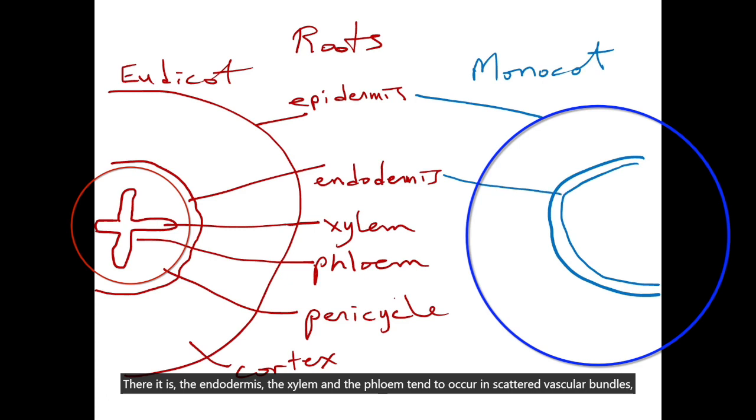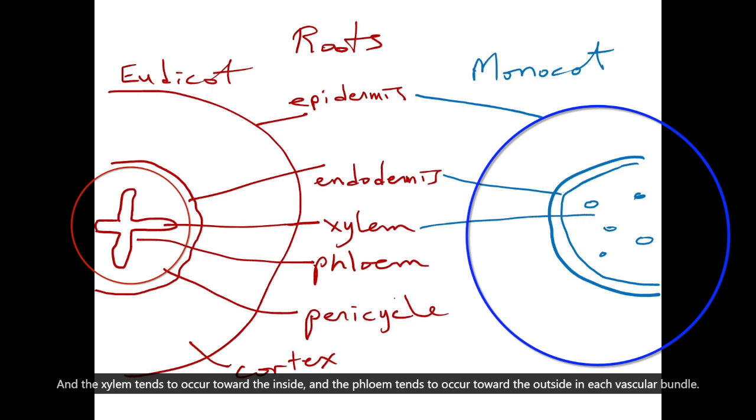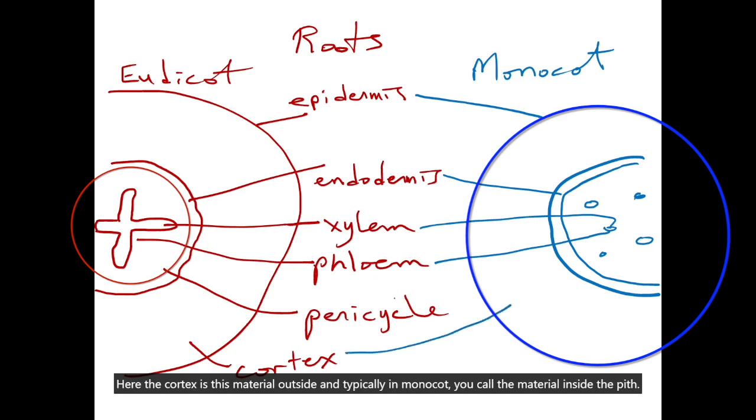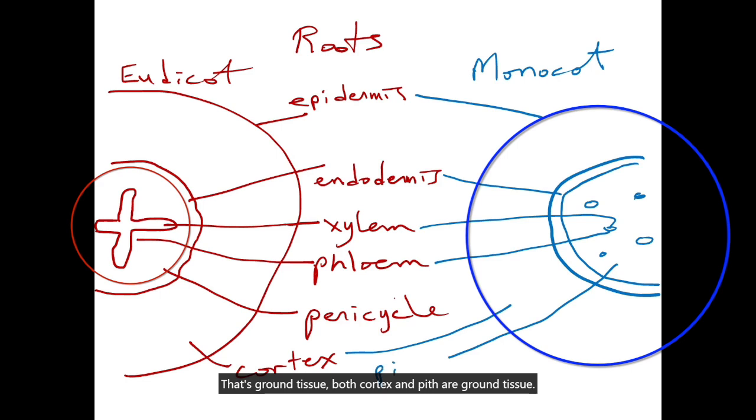The xylem and the phloem tend to occur in scattered vascular bundles. So each vascular bundle is relatively small, just scattered about. And the xylem tends to occur toward the inside, and the phloem tends to occur toward the outside in each vascular bundle. Here, the cortex is this material outside, and typically in monocots, you call the material inside the pith. That's ground tissue. Both cortex and pith are ground tissue.